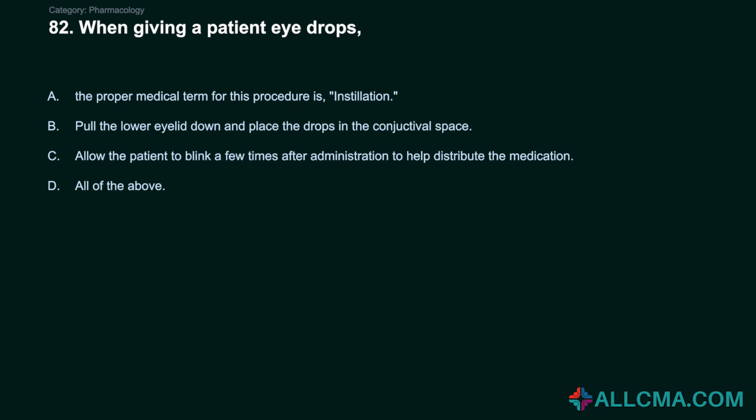82. When giving a patient eye drops. A. The proper medical term for this procedure is instillation. B. Pull the lower eyelid down and place the drops in the conjunctival space. C. Allow the patient to blink a few times after administration to help distribute the medication. D. All of the above. Correct answer: D. All of the above.